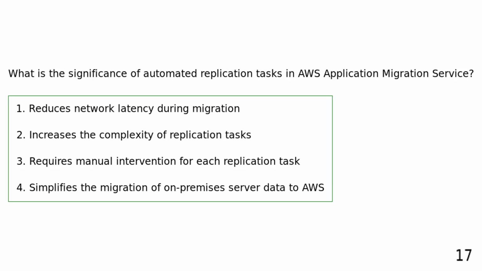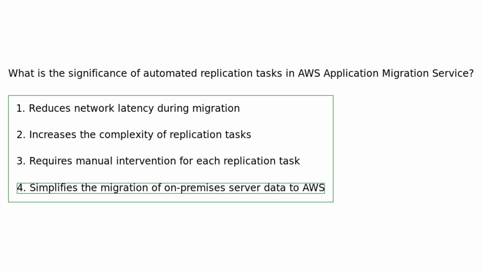Reduces network latency during migration. Increases the complexity of replication tasks. Requires manual intervention for each replication task. Simplifies the migration of on-premises server data to AWS.